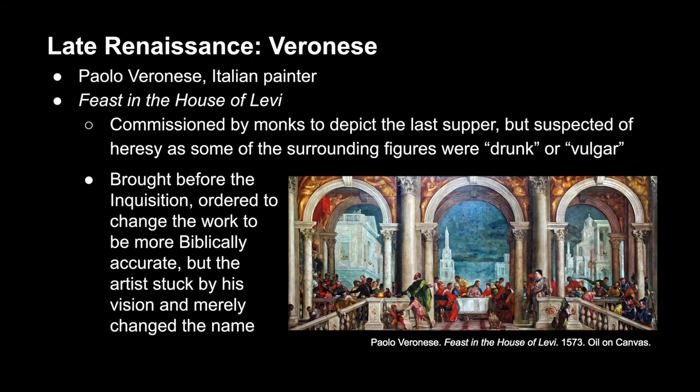Also in the late Renaissance, we see Veronese, who is an Italian painter. The painting depicted here is titled The Feast in the House of Levi. It was commissioned by monks to depict the Last Supper, but upon seeing the finished product, it was suspected of heresy because the surrounding figures were drunk and vulgar. It wasn't depicted like they thought it would be, like it was described in the Bible.